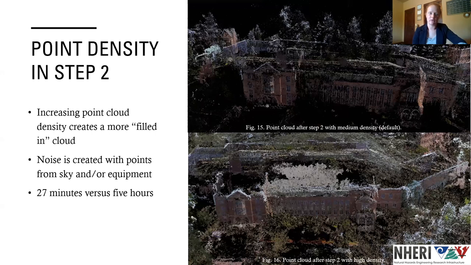Also in step 2, you can choose how dense you want your point cloud to be, to basically create a more filled in point cloud. This takes a lot of time to process if you increase the density. The default option is to use medium point cloud density, which you'll see on the top, and it took less than half an hour for me to process this. Processing the same data set, the exact same photos, with high density took over 5 hours. And it definitely produced a significantly fuller and more detailed point cloud. But again, as we saw with increasing image size, there is a little bit of extra noise happening. So there's a trade-off there.